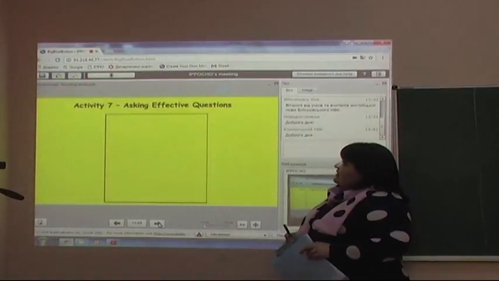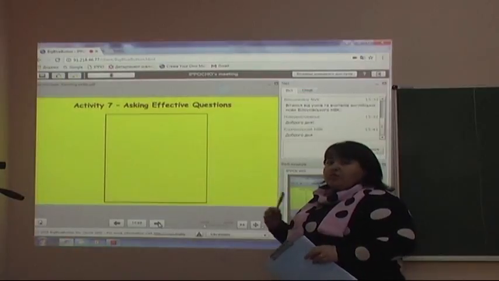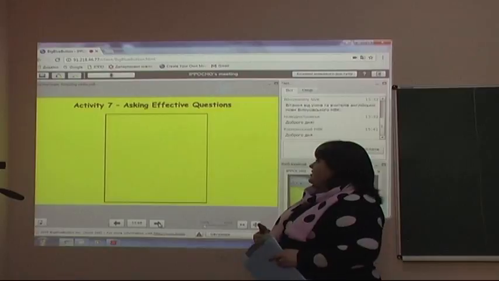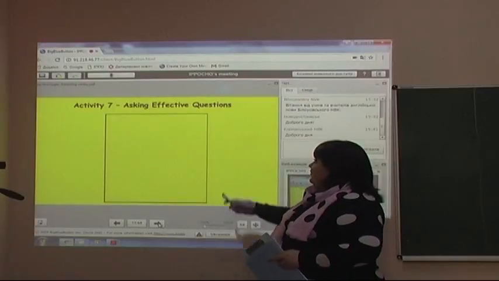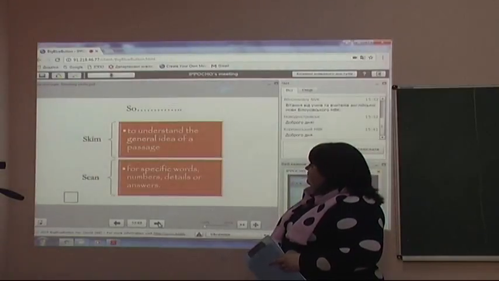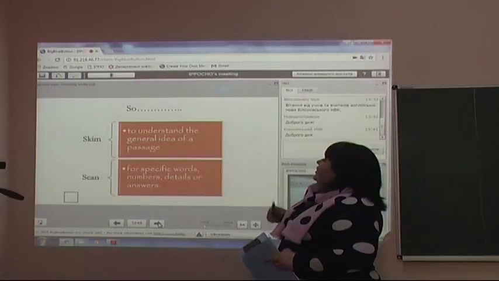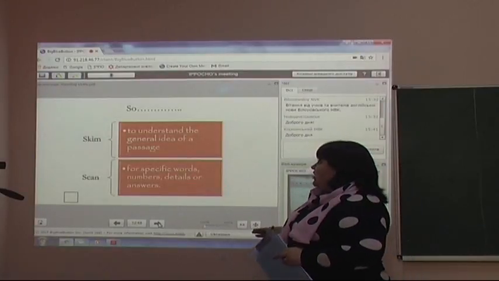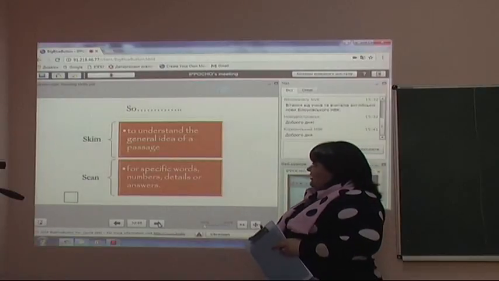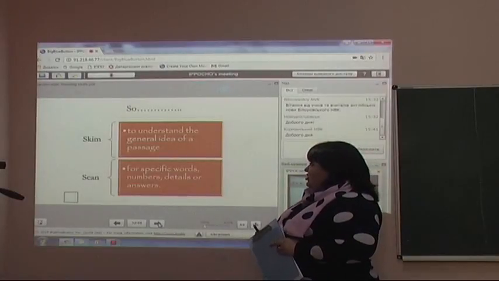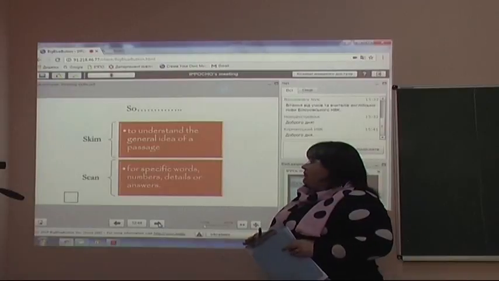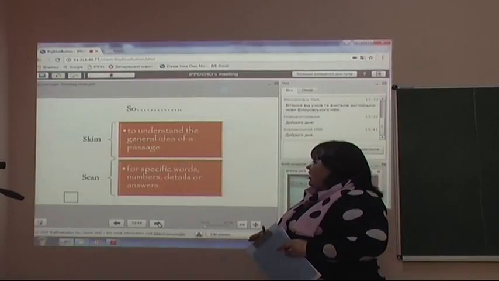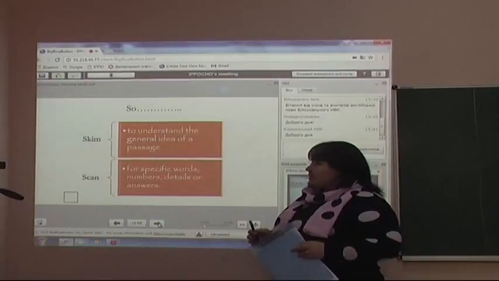Activity asking effective questions will also help you to understand how you can work with the text or just a lot of information. And here is a scheme on how to differentiate these two strategies. To understand the general idea of a passage, it's skim, but for specific words, numbers, details, or just answers, it's scan.